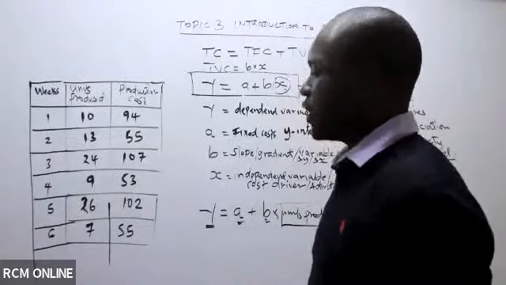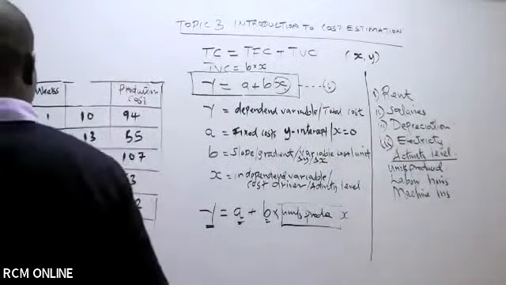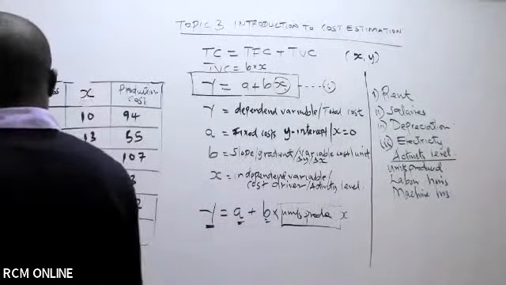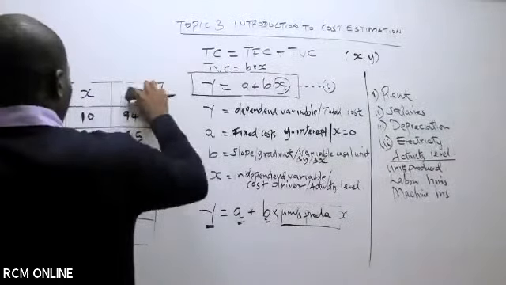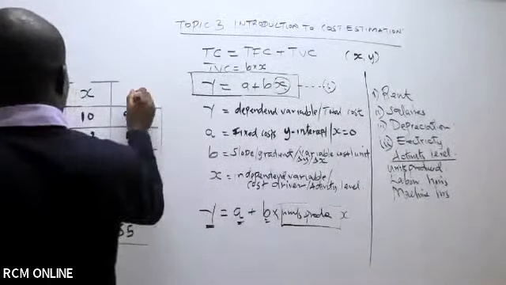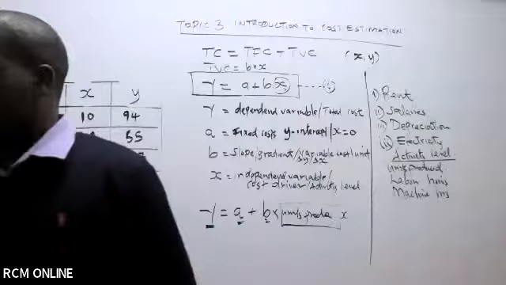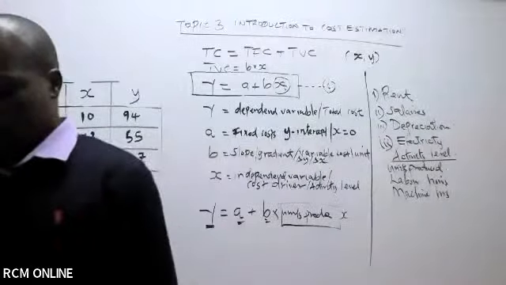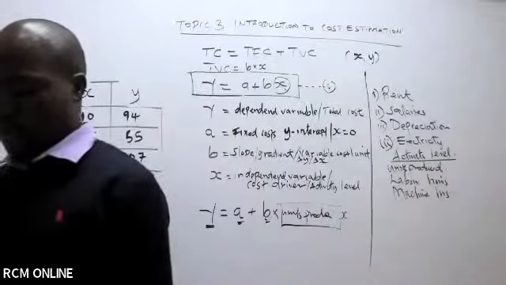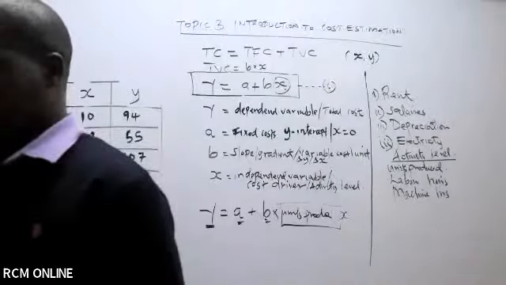Moving forward, I don't need the name units produced. I don't need the name production cost. I will talk about x. I'll talk about y. Great. So are we together up to that point? Are we together? Right.